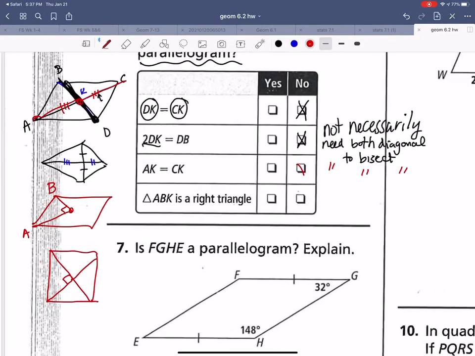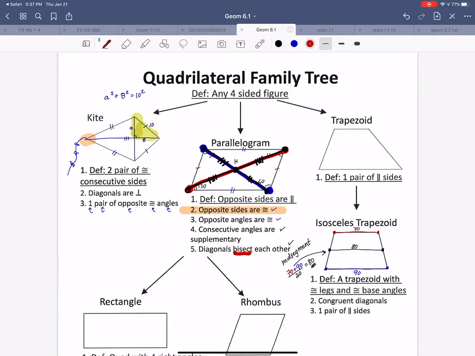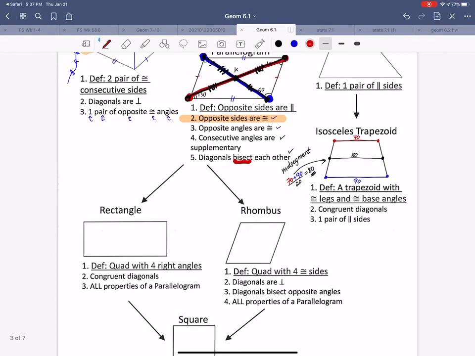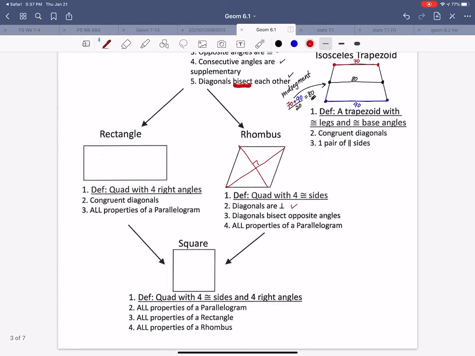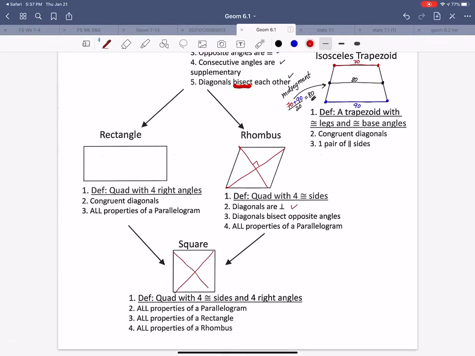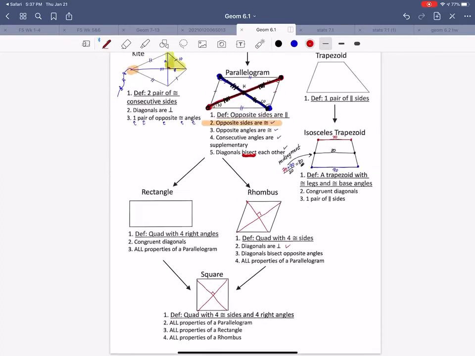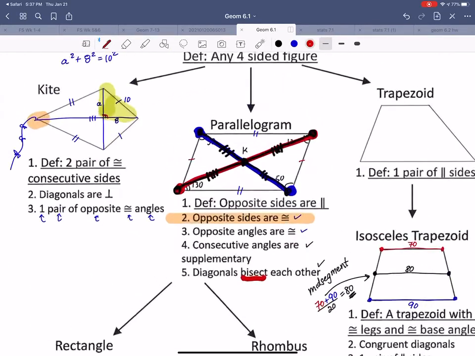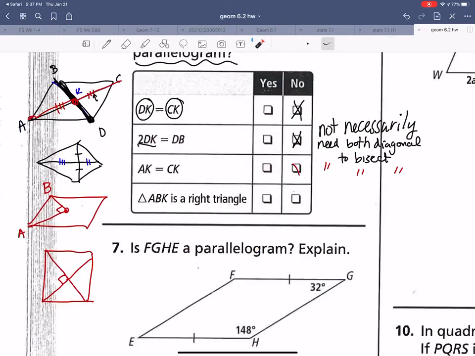So let's look back in our chart. What if the diagonals produce right angles? That could also happen in a rhombus where you get right angles. That would also happen in a square. But would that necessarily give you a parallelogram? Well, again, notice my example of a kite. That would happen. But a parallelogram does not necessarily have a right angle. Notice I don't have a right angle here. So I'm going to go with no.